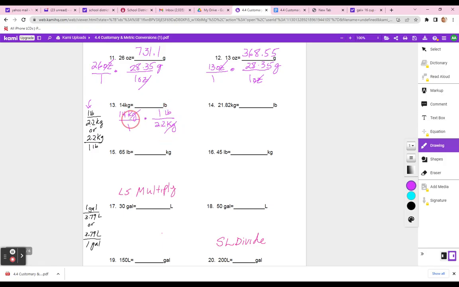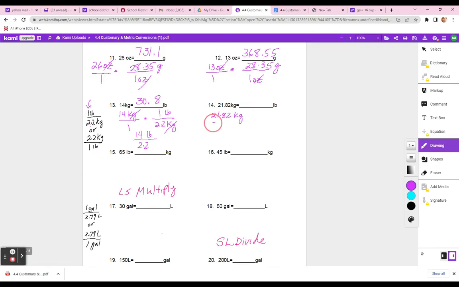So the kilograms will cancel. 14 times 1 is 14 pounds. And 1 times 2.2 is 2.2. And then we'll divide. And we should get 30.8 pounds. We'll keep going.